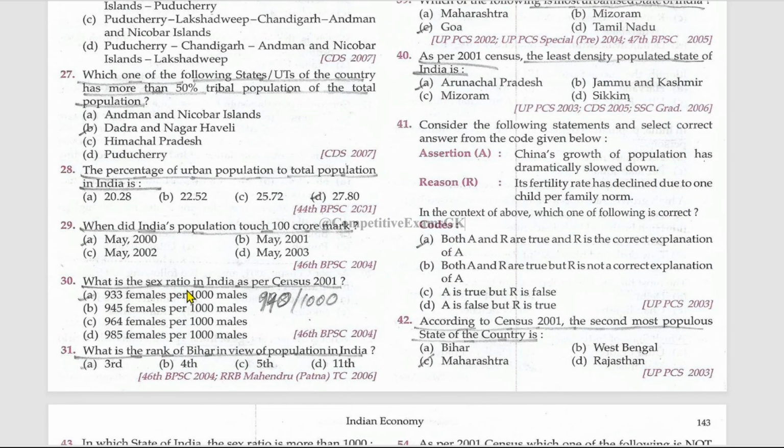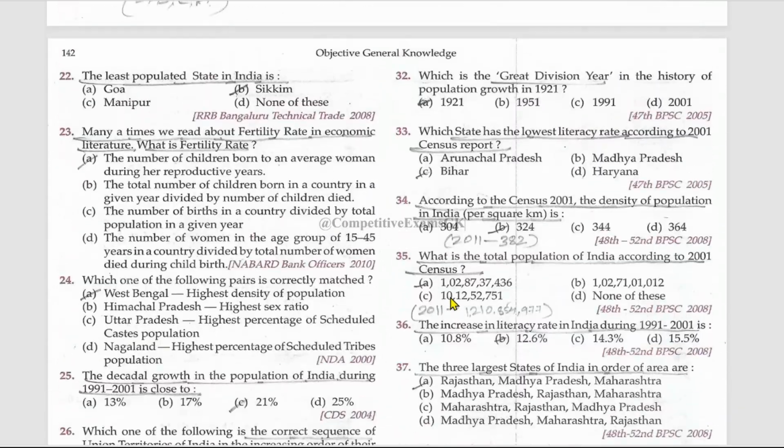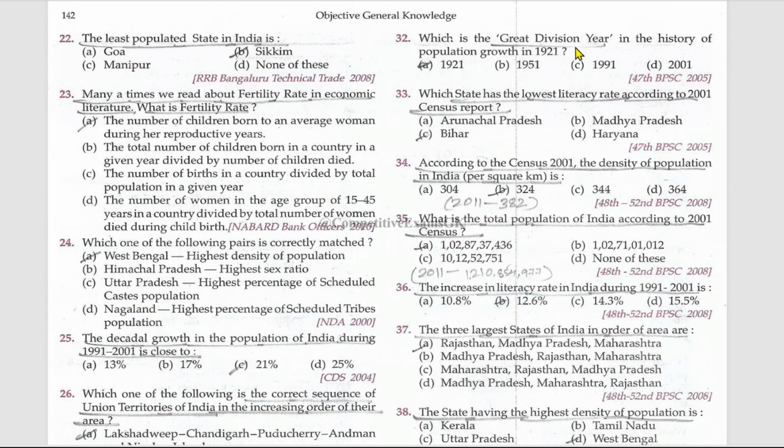What is the sex ratio in India as per census 2001? That is 933 females per 1000 males. But according to the 2011 census, 940 for 1000 males. What is the rank of Bihar in view of population in India? That is third. Which is the great divide year in the history of population growth? That is 1921.